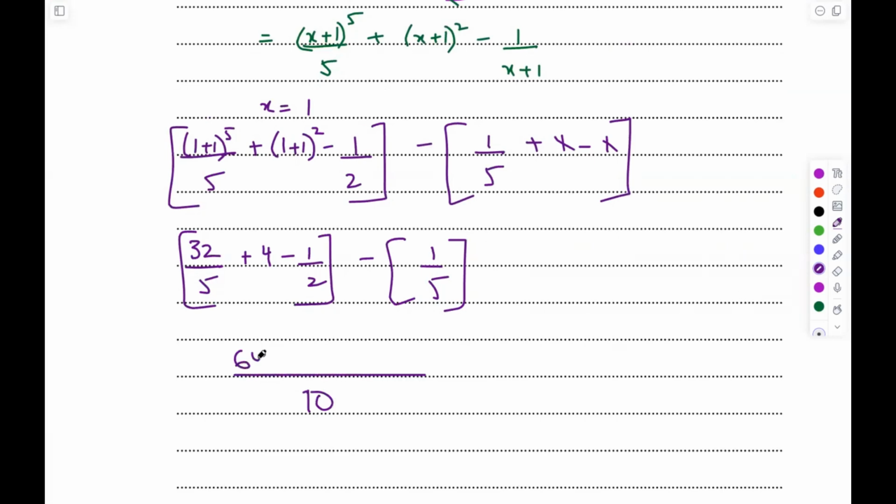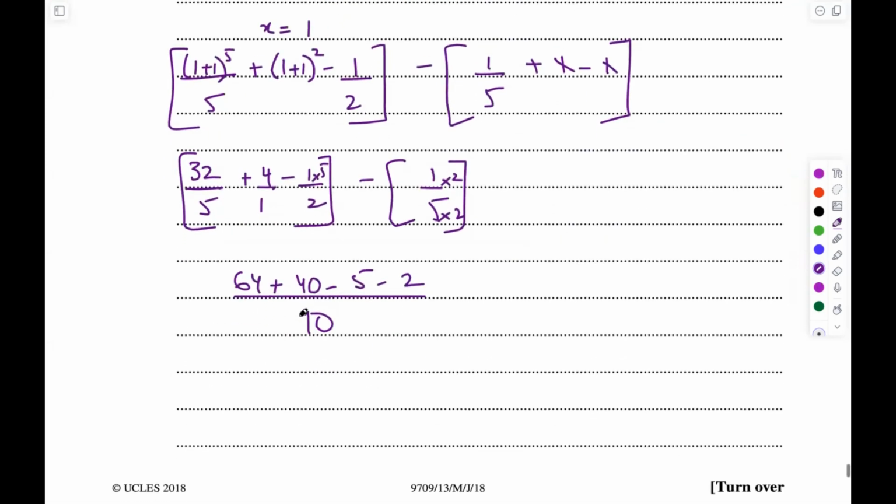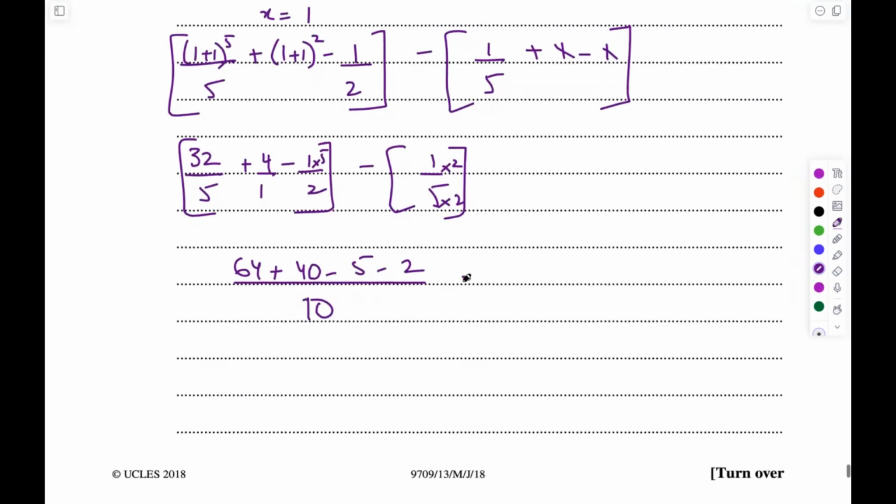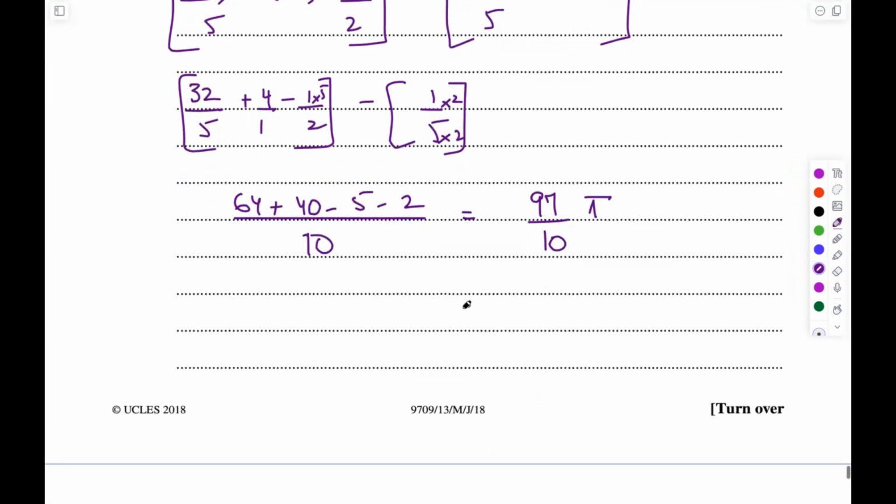So this will be 64 plus, this is 1 up here, so this will become 40, minus, this will multiply by 5, so this will also multiply by 5, and this will multiply by 2, so this will also multiply by 2. So 64 plus 40 is 104. 104 minus 7 is 97. So we'll get 97 upon 10. And we have to add a pi to the final answer. 97 upon 10 can be written as 9.7 pi. So the volume under the shaded region will be equal to 9.7 pi.